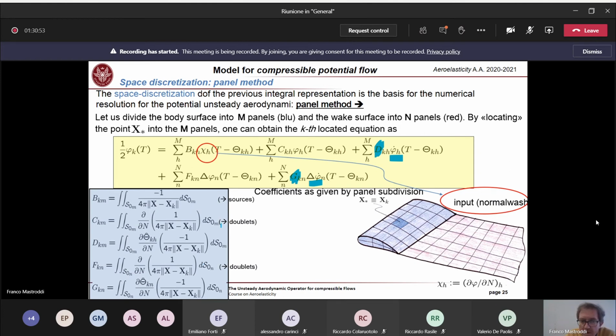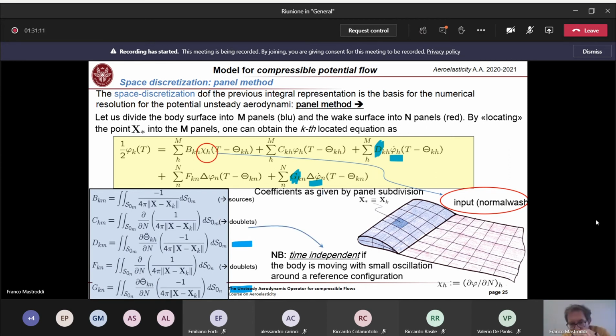And we have the source term, the doublet term like before, the doublet term on the wake, and we have new terms like this and this, the D and G terms, associated to the time derivative. All these coefficients are generally not depending on time, but are generally time dependent if the body is moving with small oscillation around the reference configuration.